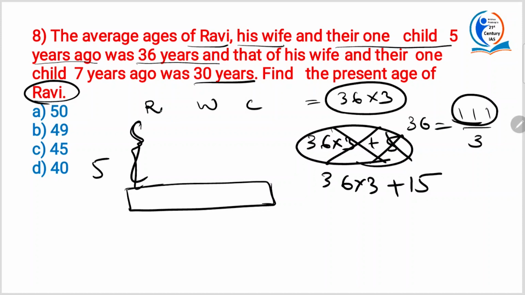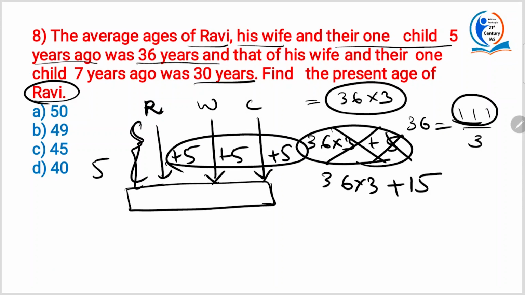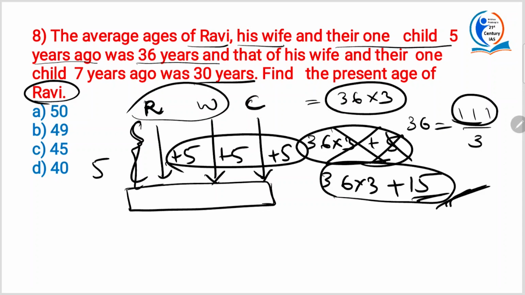Why 15 and why not 5? It's because Ravi is also growing by 5 years, wife's age is also growing by 5 years and child's age is also growing by 5 years. Okay, so you should add 3 5s, not 1 5. It's not that only this fellow is growing and they both are stagnant. No, right? So that's why it is 15. Did you get my point? This step is crucial. So according to the first condition, the sum of present ages of Ravi, wife and child is 36 into 3 plus 15. Okay, this is the first thing.